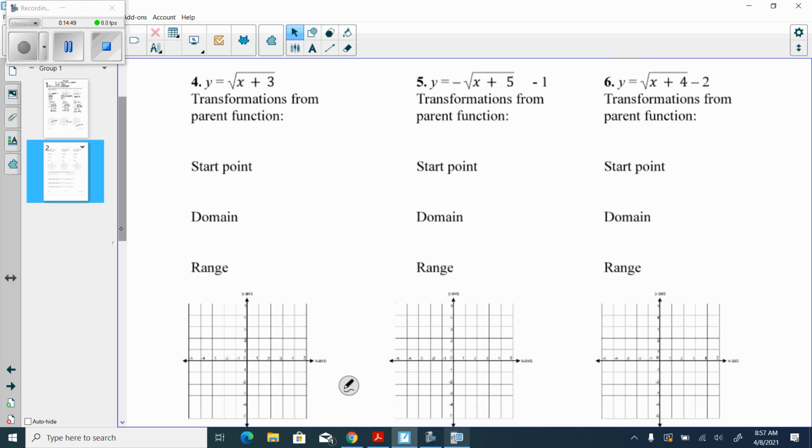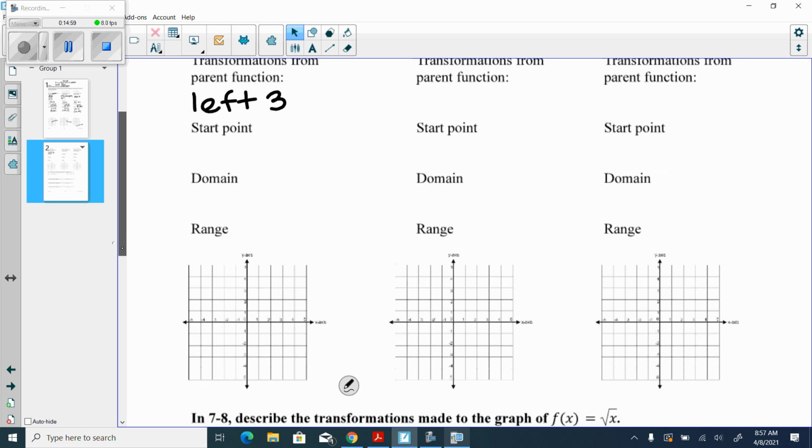Okay, number 4. What transformation do we see here? Very good. So on my graph here, instead of starting at 0, 0, I'm going to move to the left 3. That's 1, 2, there we go. All right, and we can use those couple of points we already had from the front. I know I should go over 1, up 1, and then also 1, 2, 3, 4, 2. So right there. And there's our graph.